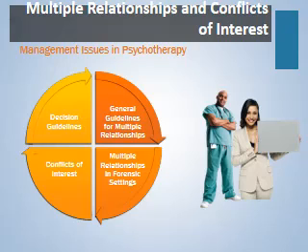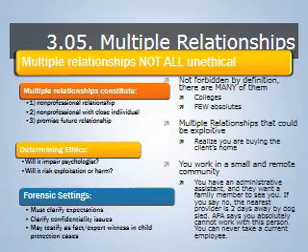Okay, so we're going to talk about multiple relationships and conflicts of interest. So let's define a multiple relationship. Well, a multiple relationship is basically saying that you are in two roles with a person. It might be with that person specifically. You could be in a relationship with someone closely related to them, or promising to enter a future relationship. All of these three things.